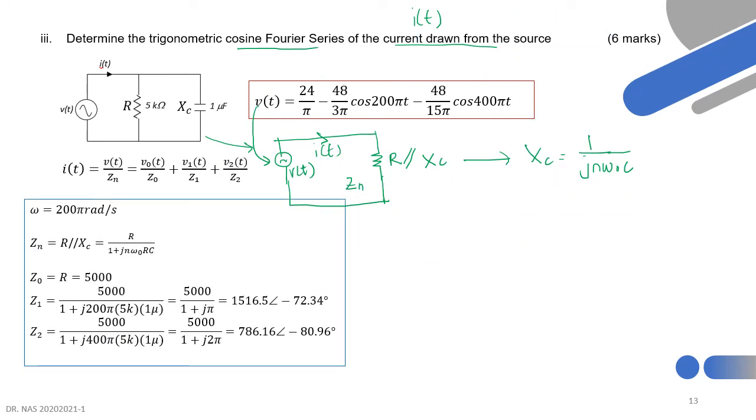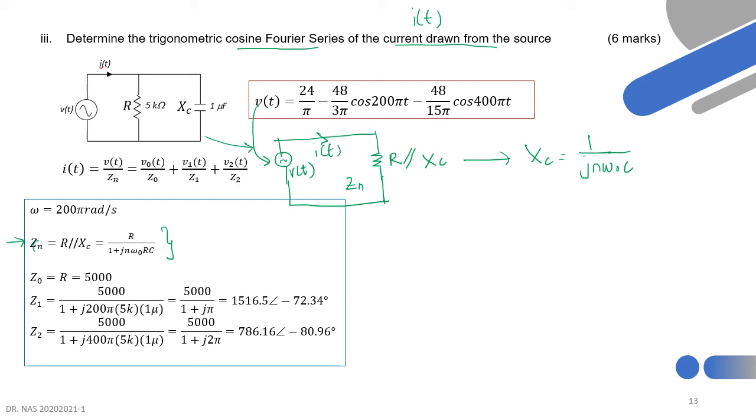So for Fourier series, you need to consider the sequence or the harmonics. So your n depending on the required n. So for this particular question, you need to determine n up to second harmonics. So n up to 2. So here your total impedance when R in parallel with XC. So XC is 1 over j n omega naught C. So you get this equation. So omega naught equal to 200 pi radian per second. Your R is 5000 ohm and C is 1 microfarad.